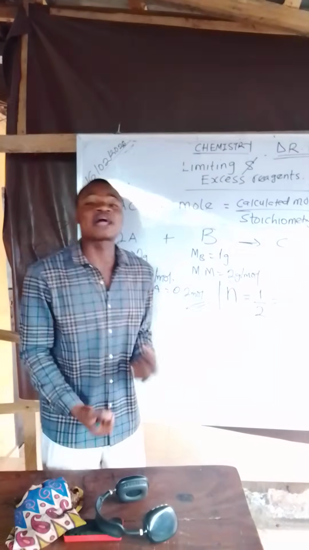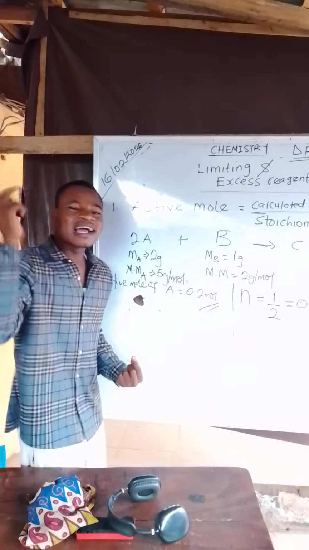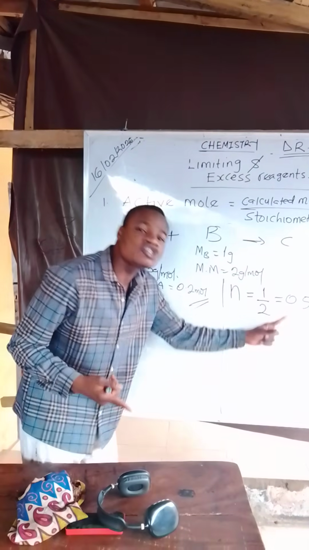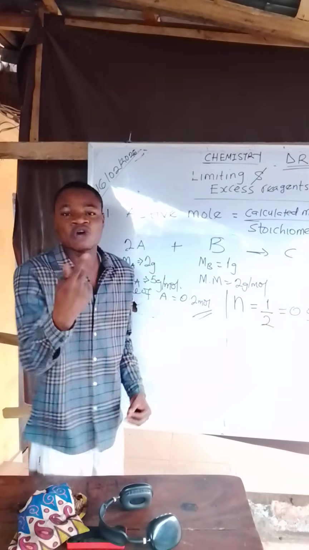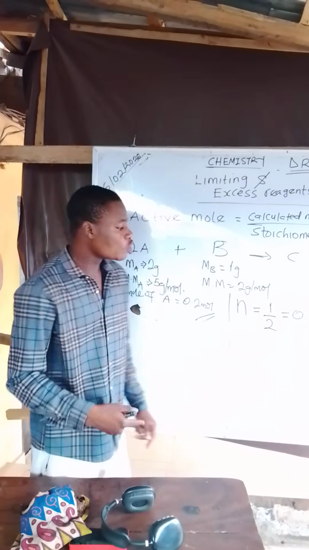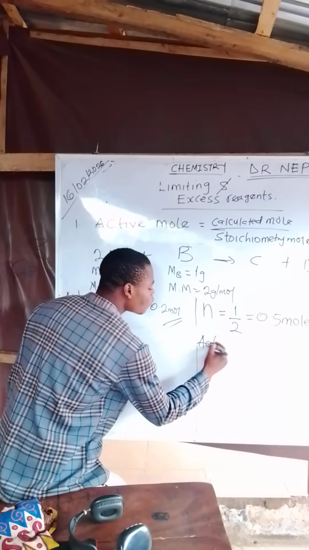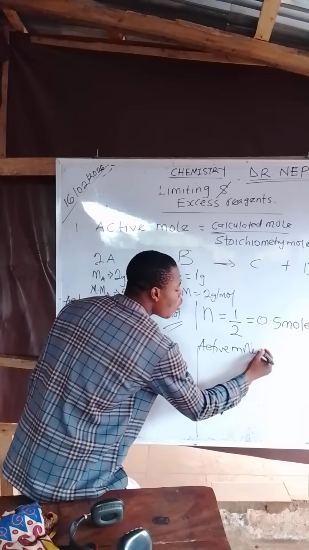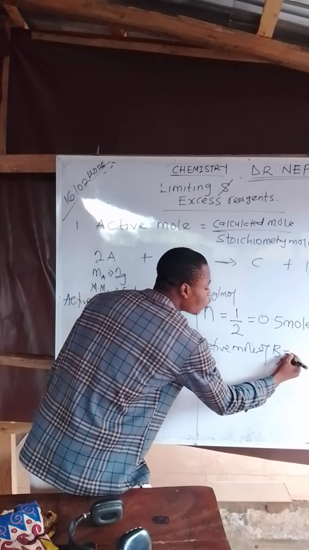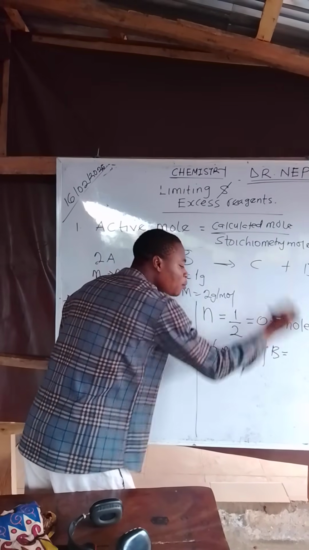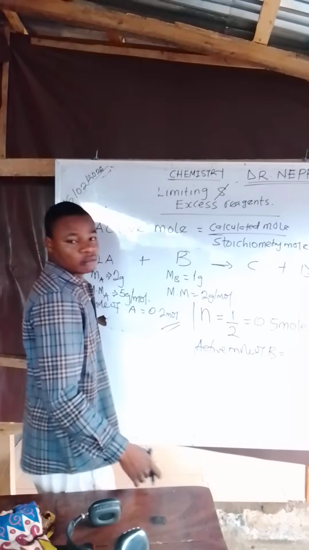Because the number of mole you calculate by yourself is called calculated mole. And you can never use it to find anything the equation centered upon. So I have to convert this to active mole. So the active mole of B will now be equal to the calculated mole of B over the stoichiometric mole of B.